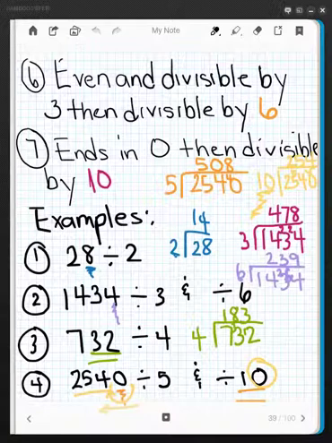So some examples: 28 divided by 2, it ends in an 8, so it's divisible by 2. It equals 14. 1434 divides by 3 and by 6. It divides by 3 because 1 plus 4 plus 3 plus 4 is a number that's divisible by 3, and it's both even and divisible by 3, so we know it divides by 6. 732 is divisible by 4 because it ends in 32. 2,540 is divisible by both 5 and 10 because it ends in a 0, which means it's divisible by 5, and it ends in a 0, which means it's divisible by 10.